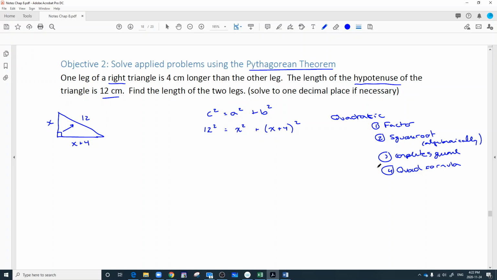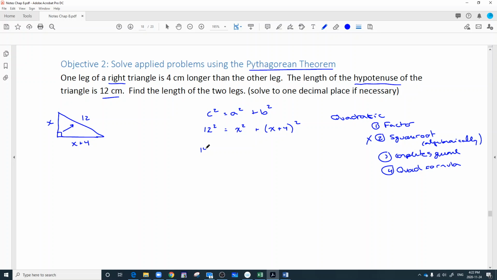The only one of these that doesn't have to be equal to 0 is the square root method, but that's only used when you have one x squared or one variable that's within a squared sign, so we definitely can't use the square root method for this one. All the other 3 methods require us to make it equal to 0.